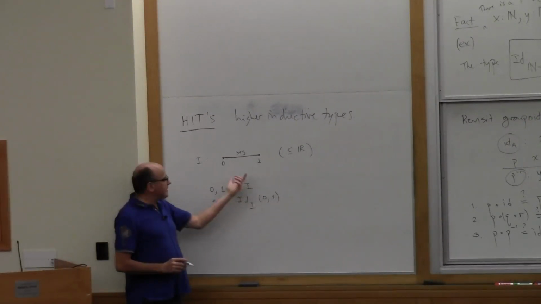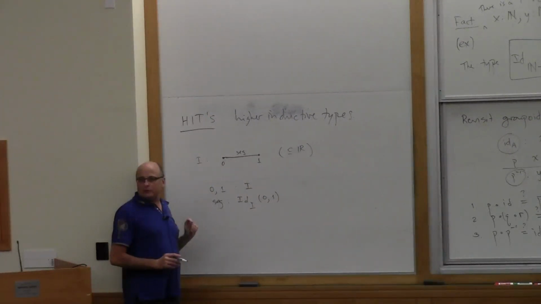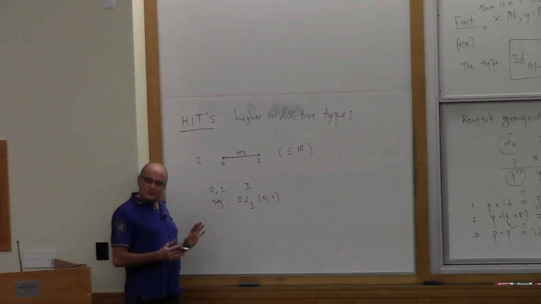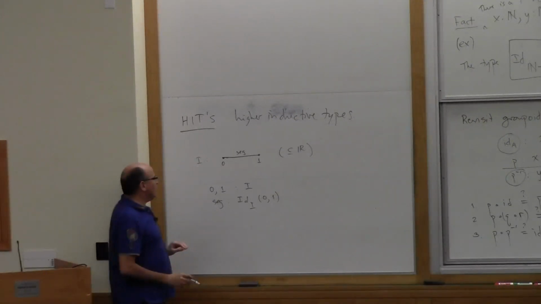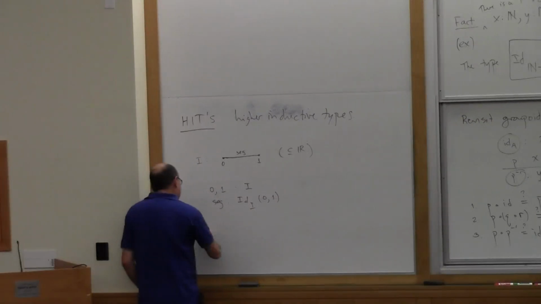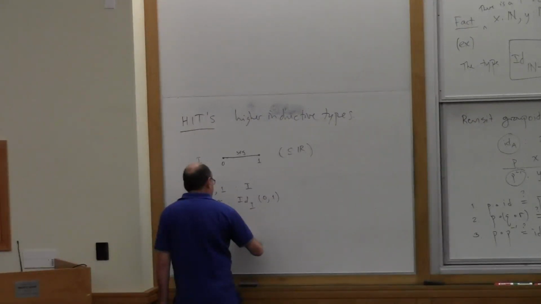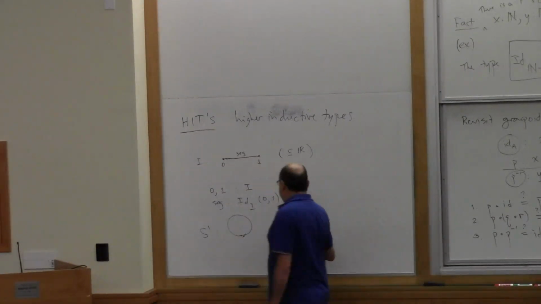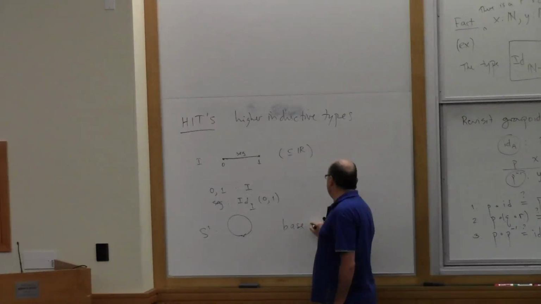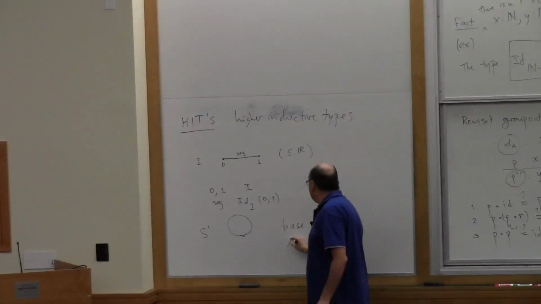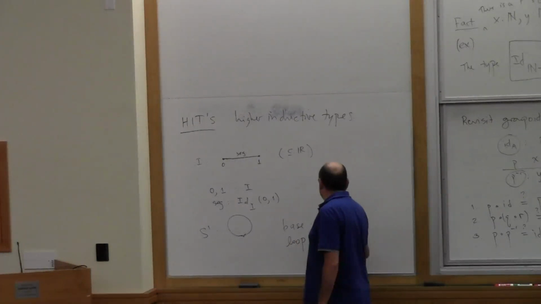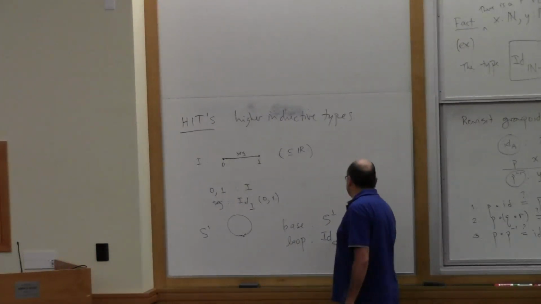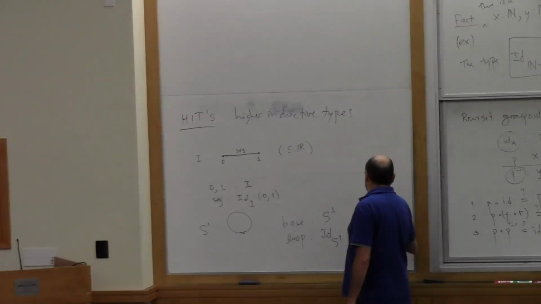The segment is the type with 2 points that are both equal. It seems strange at first, but it's actually quite true. And then you can start talking about things like the circle, and there are different ways to talk about the circle, which would be depicted like this, okay? I have a base point in S1, and then I have the loop, a path in the circle from the base point to itself.